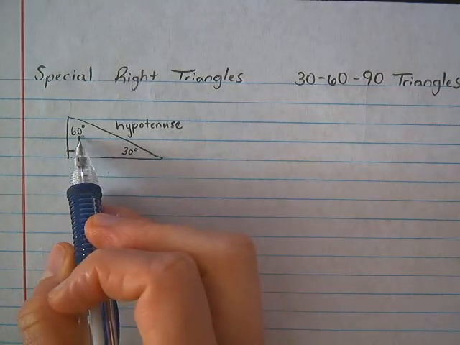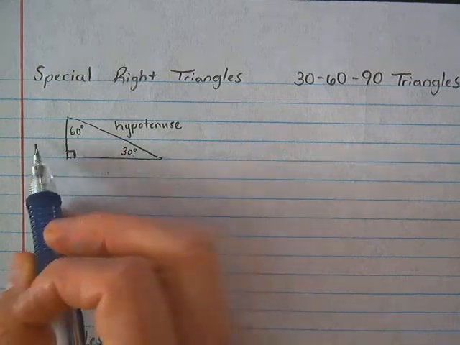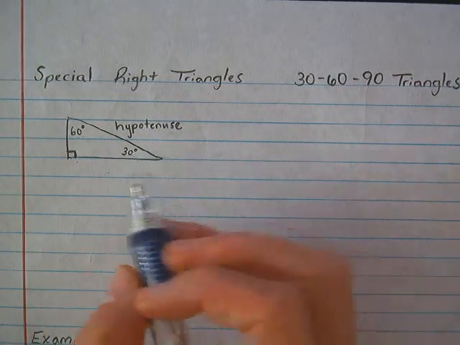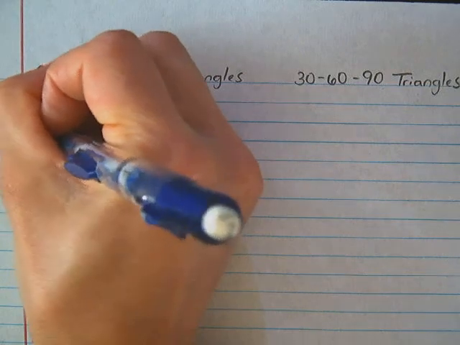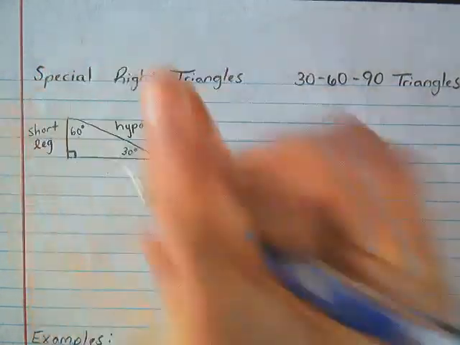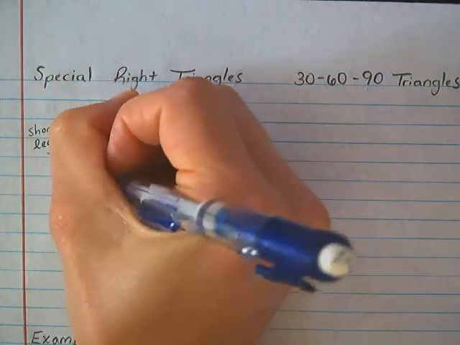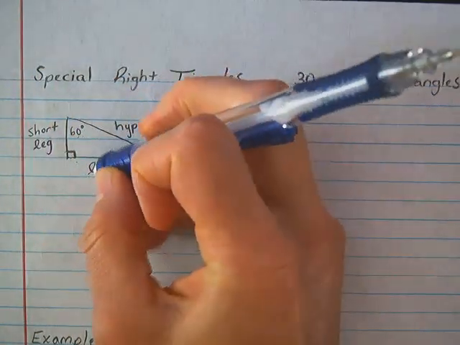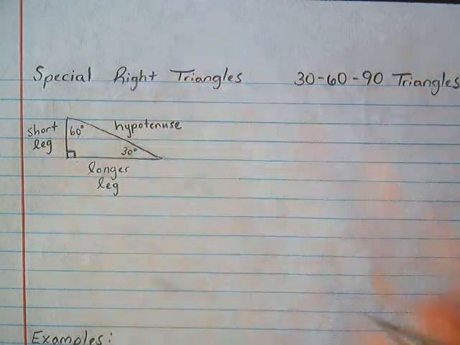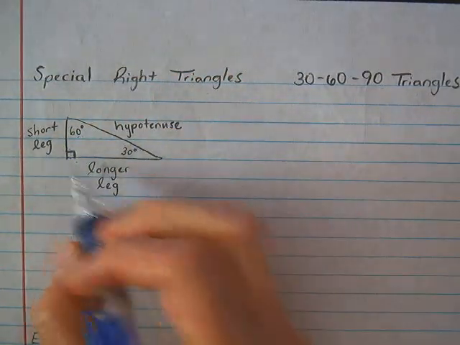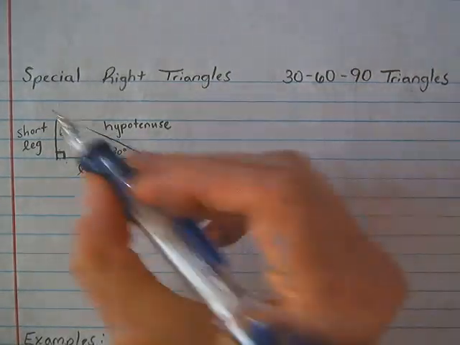But notice in this one, that angle and the 30-degree angle are different. Because of that, the sides opposite those angles will have different lengths. The side opposite the 30-degree angle will be a little bit shorter. So we label this as the short leg, because it is a leg, remember. The legs are the ones that surround the 90-degree angle. And the side opposite the 60-degree angle we call the longer leg, or the long leg. Whenever we talk about the things special to this type of triangle, we use those terms.